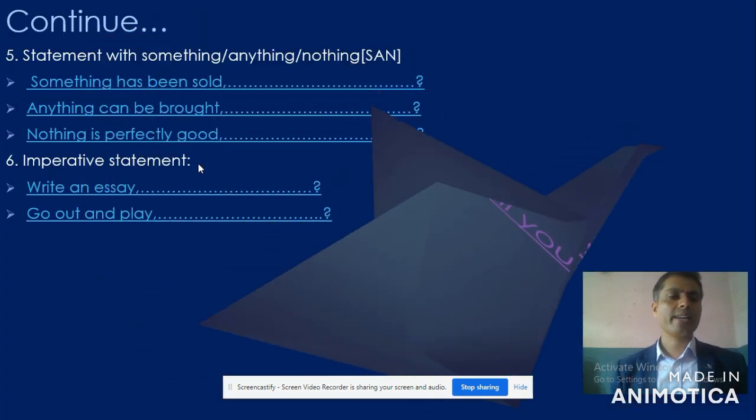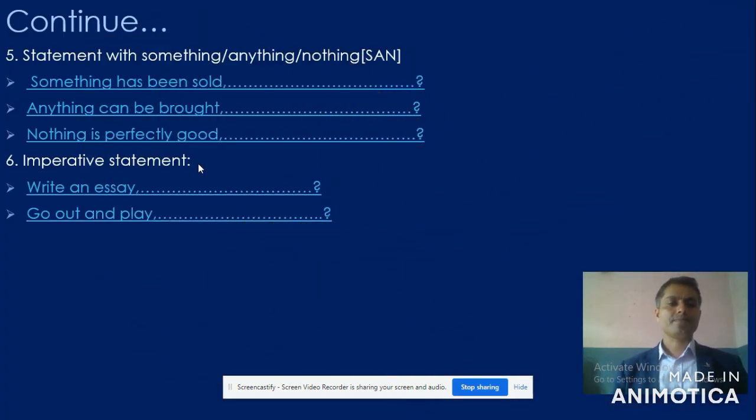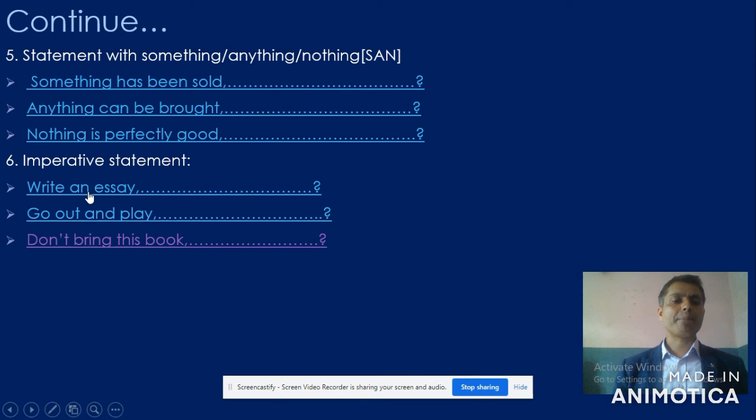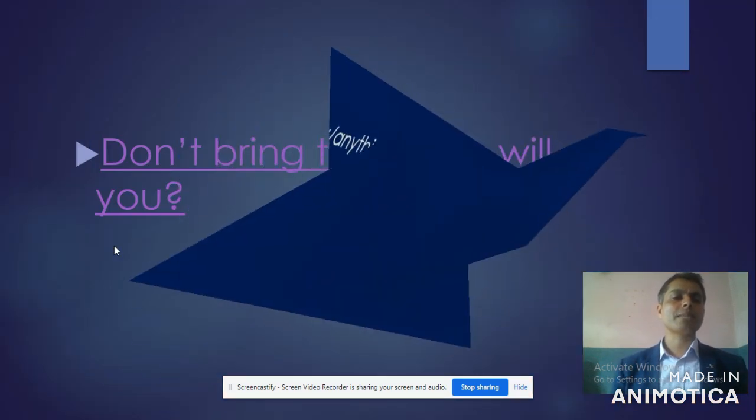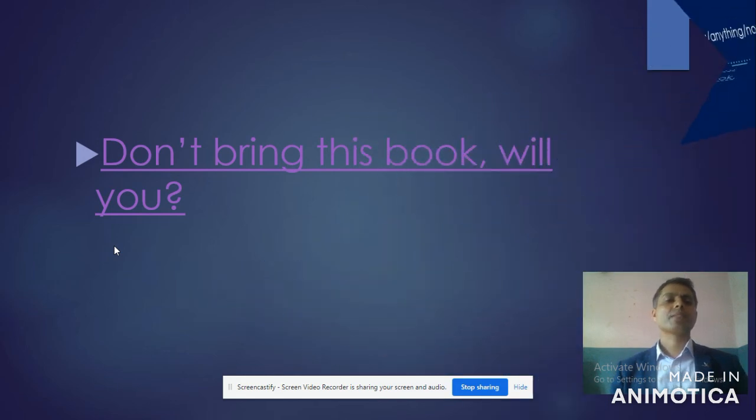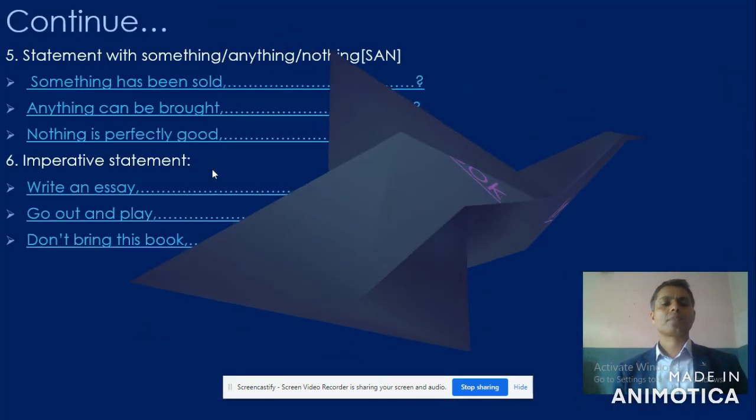Then the next one here: don't bring this book. This is also an imperative sentence, a negative imperative statement. As I told you before, every time we write will you. Whether the sentence is positive or negative doesn't matter, every time we write will you. Here also: don't bring this book, will you?